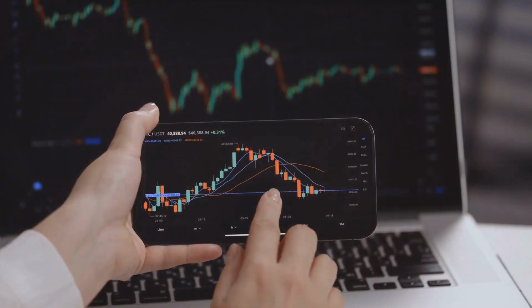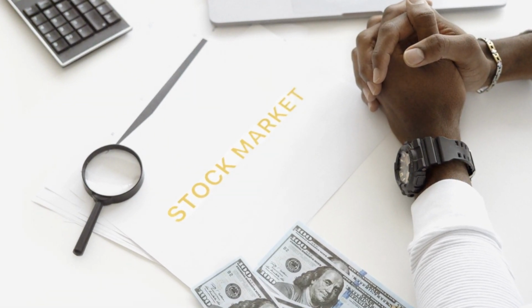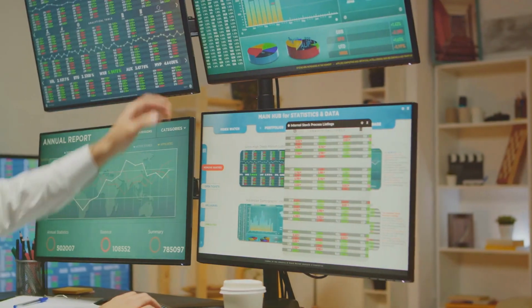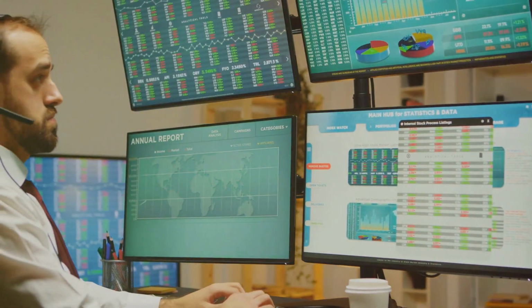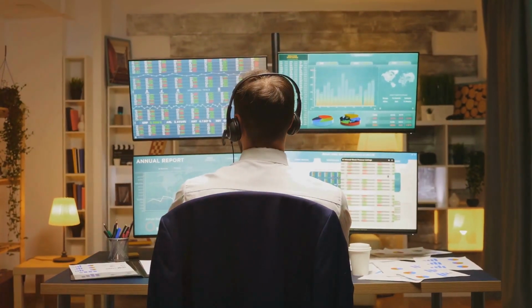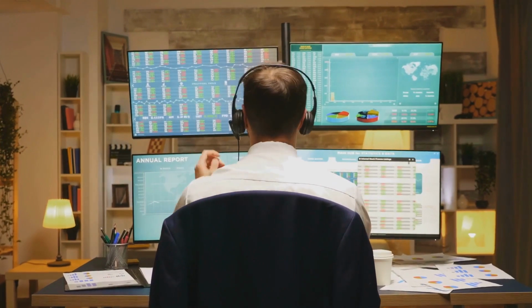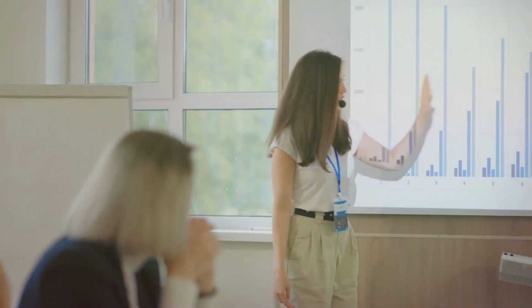As an investment analyst, one of the key responsibilities is to conduct thorough research on potential investments. This includes analyzing financial statements, market trends, and economic indicators to make informed recommendations. Another important aspect of the role is to stay up to date on industry news and developments that may impact investment decisions. Communication skills are also crucial, as investment analysts often need to present their findings and recommendations to clients or senior management.